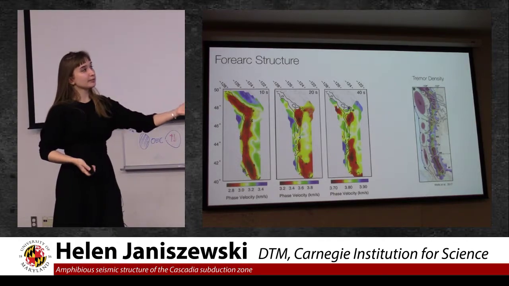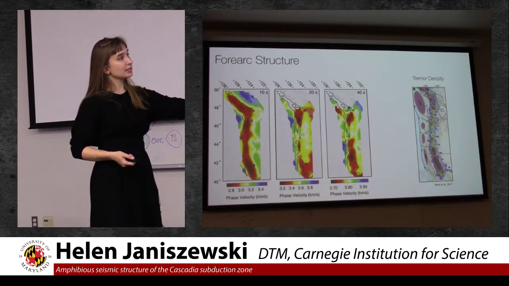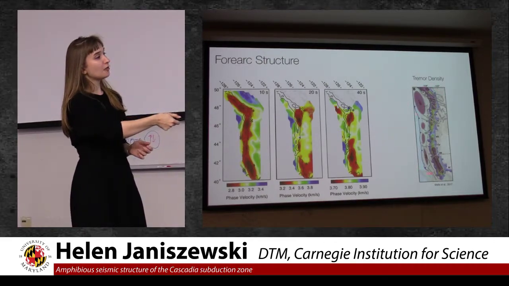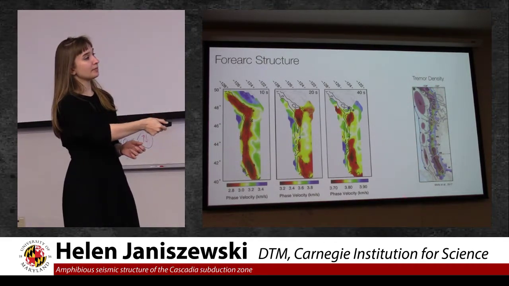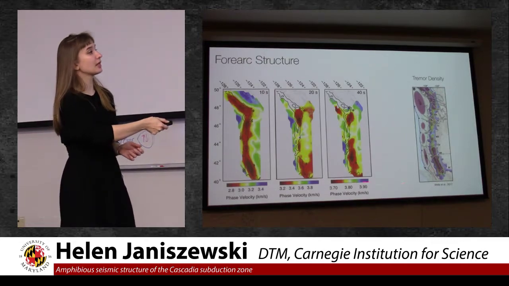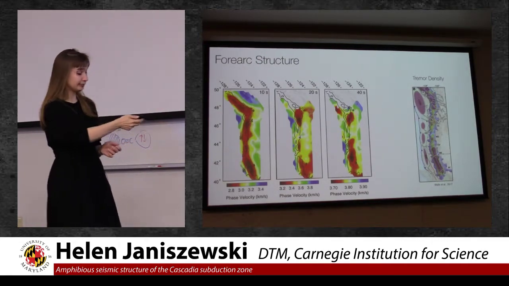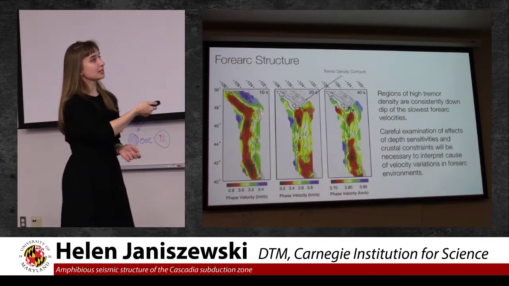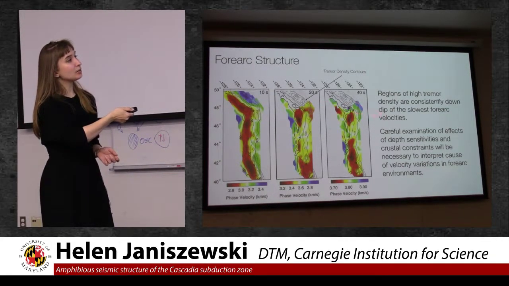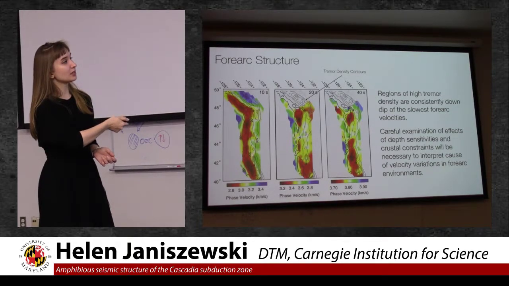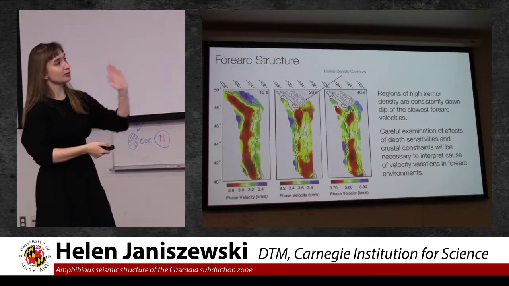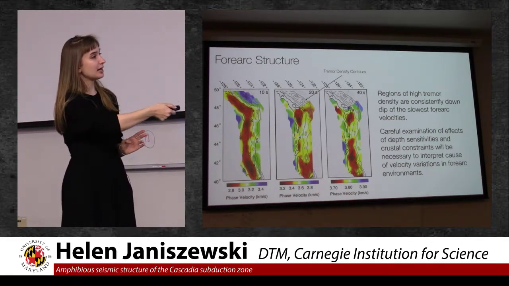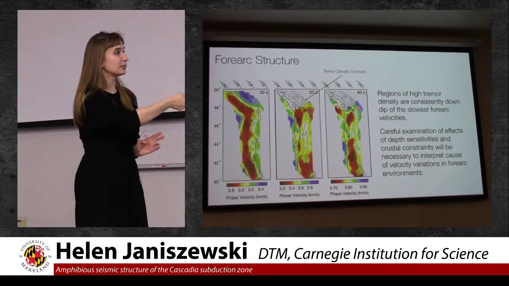Another thing to look at is the tremor density. Episodic tremor and slip in the region occurs down dip of where past megathrust rupture has occurred and where locking is occurring. And if we overlay the tremor density contours on top of this, we see that they are consistently down dip of where these slowest velocities are. Even at 40 seconds, where those slow velocities have moved a little bit landward, the highest tremor density is still occurring down dip.